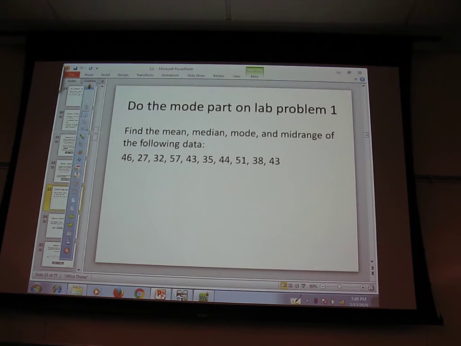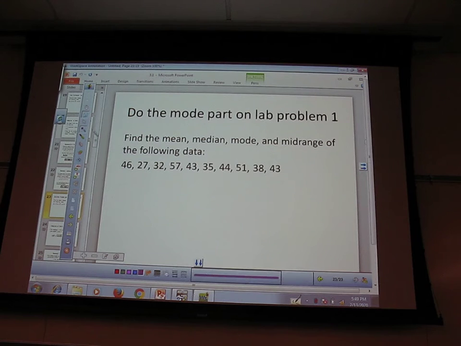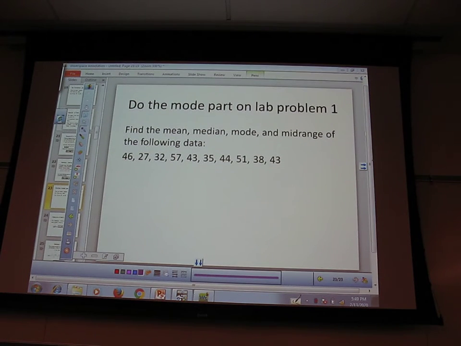Do the mode part on lab problem 1. I'll give you guys 15 seconds to find that. Which one occurs the most?